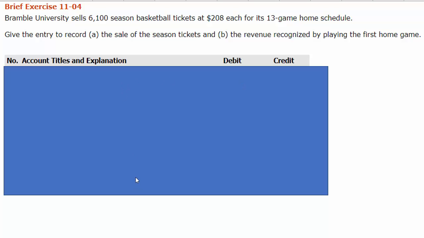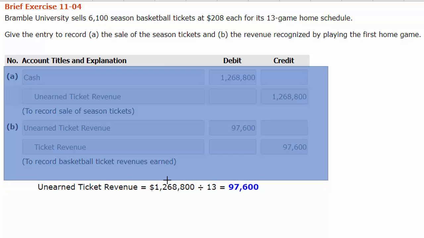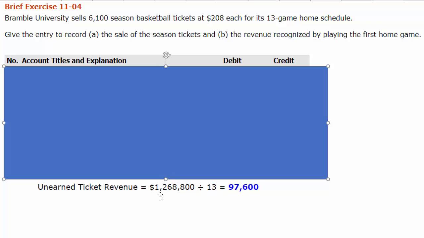All right. A couple things to keep in mind. 6,100 times 208 is going to give us 1,268,800. And if we play 13 home games, we have to divide that amount by 13 to come up with the amount of revenue that relates to each home game.